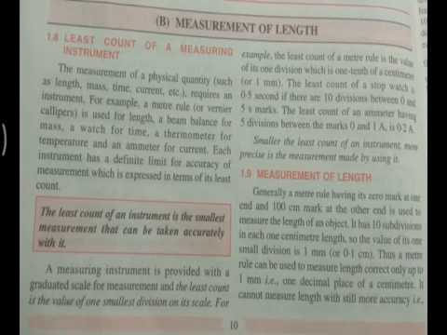So the smaller the least count of an instrument, the more precise the measurement made by using it. For example, one measurement I have done is 1.2. With another instrument I am measuring up to 1.23. With another instrument I am measuring up to 1.235, right? So up to 1 decimal place only, up to 2 decimal places only, up to 3 decimal places only. Which one will be more accurate? Obviously the one up to 3 decimal places. So the lesser the least count of an instrument, the more precise the measurement made by using it, right?